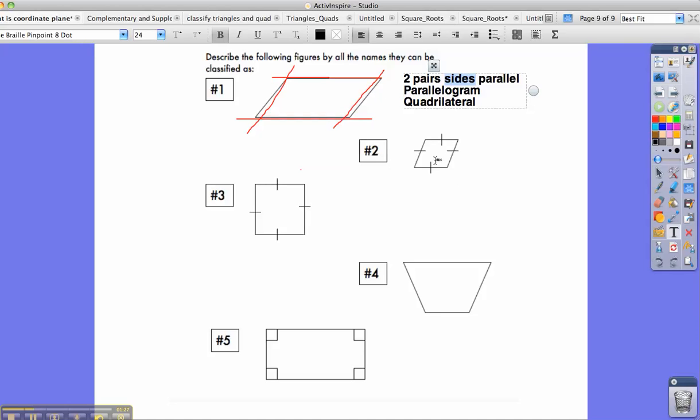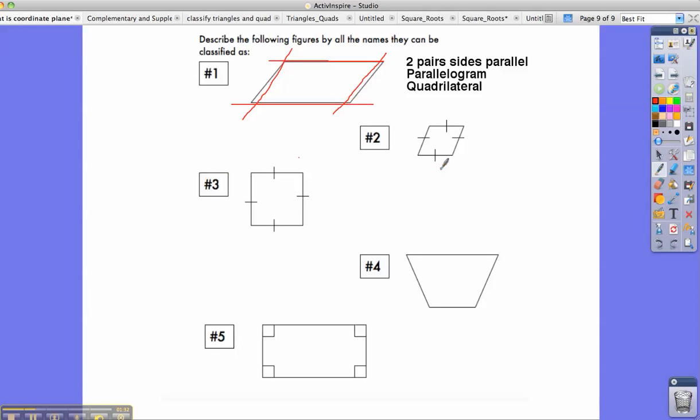So moving on to number 2. Now in number 2 you notice that 2 pairs of sides are also parallel. That means it's a type of parallelogram. It has 4 sides, so it's a quadrilateral. But notice these little dash marks that I'm pointing to with my pen. That means that all 4 sides are congruent. So we know nothing about the angles, but we know all 4 sides are congruent.